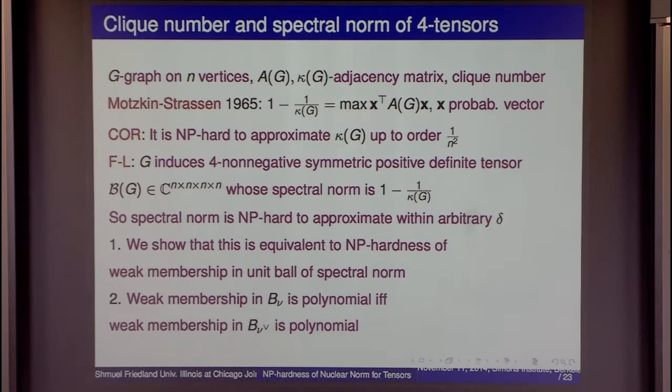So that gives us that this is NP-hard. Now, this result we already know from Hillar and Lim. But now we want to show this is equivalent to weak membership in the spectral norm. And once we know that, we show that weak membership in the norm is polynomial if and only if it's polynomial in the dual norm. This is very general, and that essentially gives us everything we want.